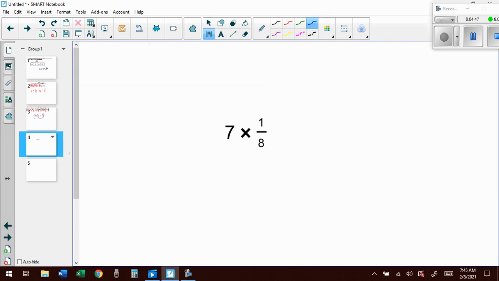So let's look at this one right here. 7 times 1/8. So obviously I have the unit fraction 1/8 7 times. I take my whole number times the numerator. 7 times 1 equals 7. And my denominator stays the same. So we just scoot him over. 7 times 1/8 is 7/8.